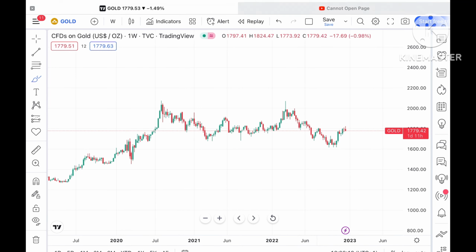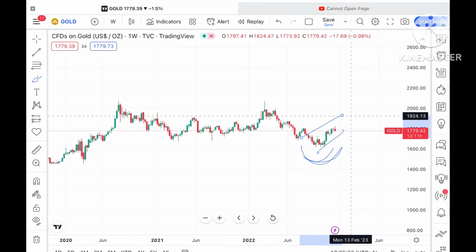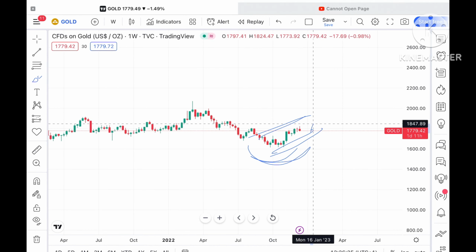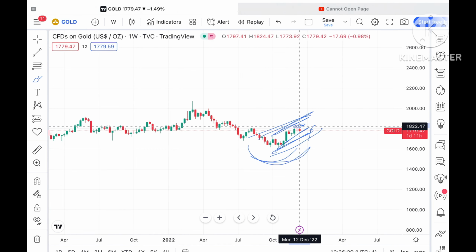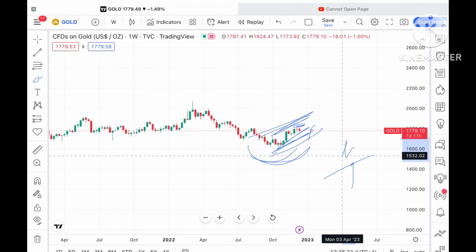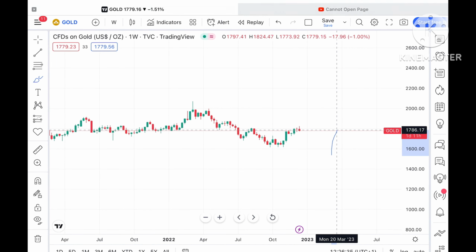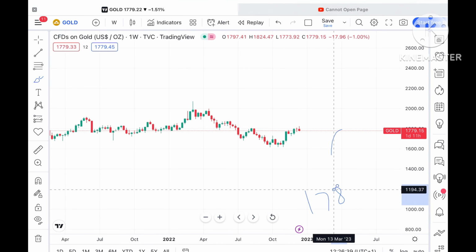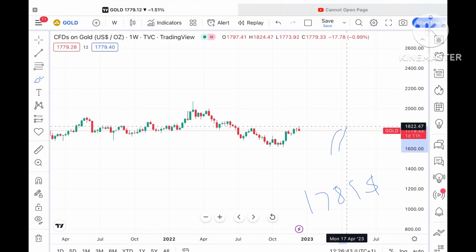Now look at this particular chart. A swing is forming at this level, and an uptrend is there. So you can see a trend is forming. Once the price breaks this trend, chances of moving further upside are there. If the price sustains above that level, then we can see it go towards around $1789. And if the price moves above that level, it can touch a level of 1822.